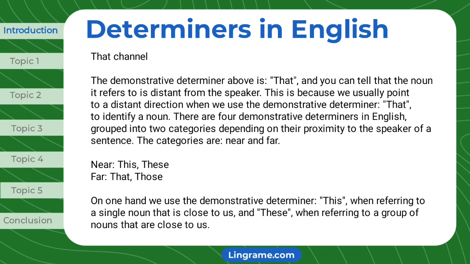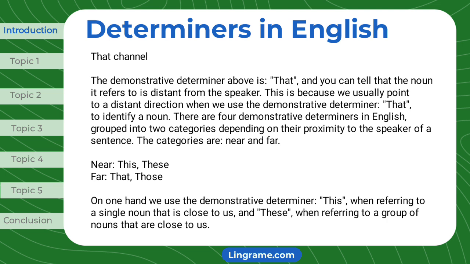The demonstrative determiner above is that, and you can tell that the noun it refers to is distant from the speaker. This is because we usually point in a distant direction when we use the demonstrative determiner, that, to identify a noun. There are 4 demonstrative determiners in English, grouped into 2 categories depending on their proximity to the speaker of a sentence. The categories are near and far. Near: this, and these. Far: that, and those.